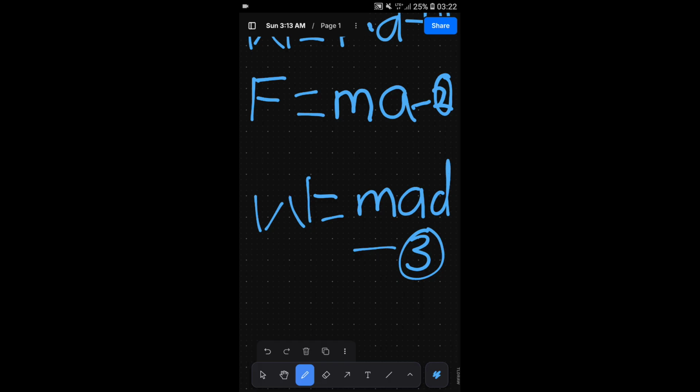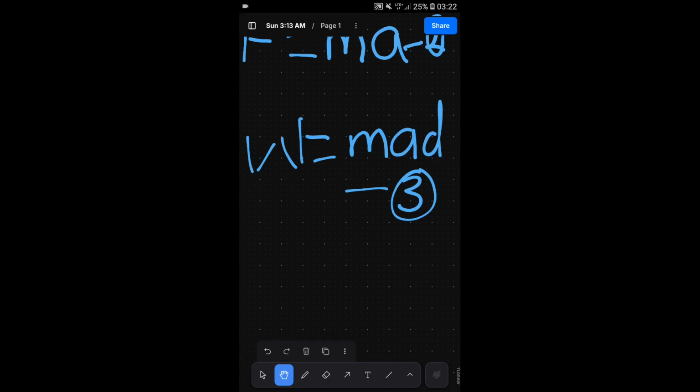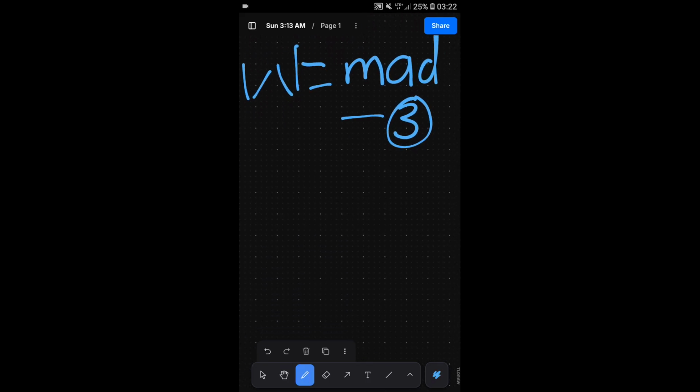Now, from kinematics, one of the equations of motion is given by v² equals u² plus 2as, where v is the final velocity of the object, u is the initial velocity of the object, a is the acceleration of the object, and s is the distance the object covers.